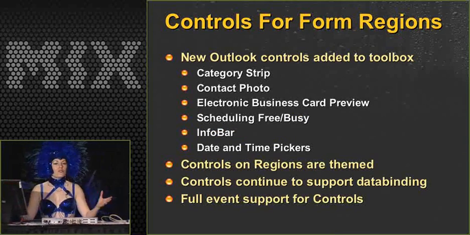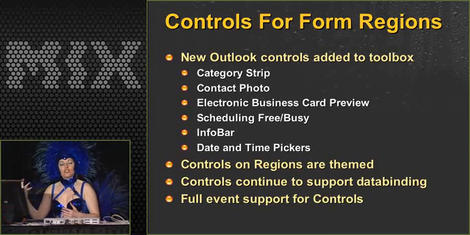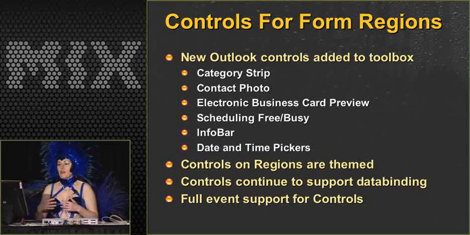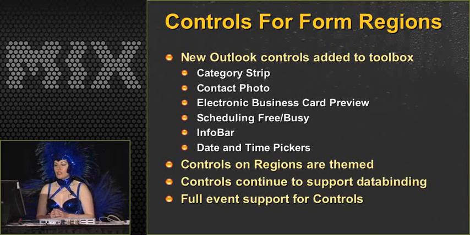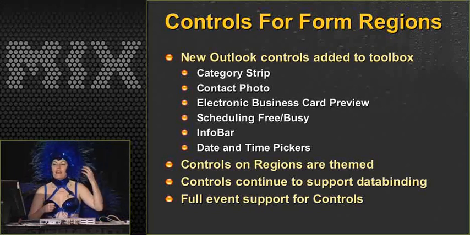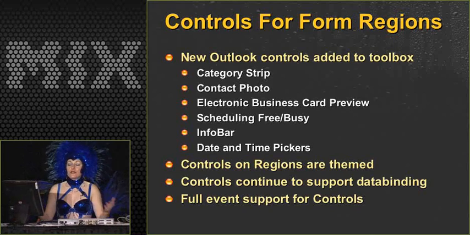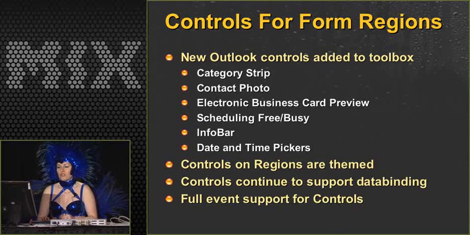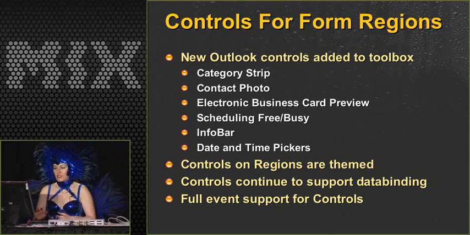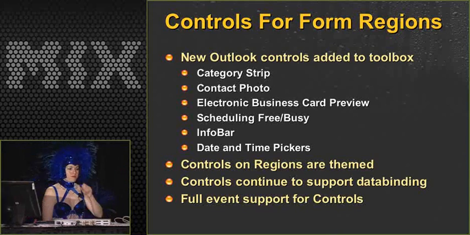Just a brief overview of the different controls. In my demo, I'm only going to be showing a couple of pieces that made sense for the demo that I was working with. So we do have a category strip, and I have a photo, but it's not a contact photo. I'm not using the electronic business card preview, but it's available. So this is just a brief listing of all the different controls that are available.